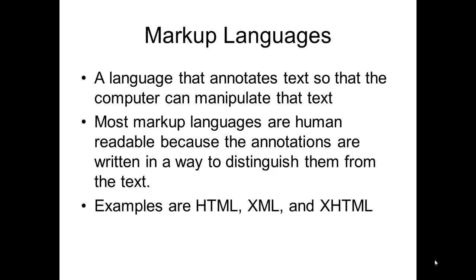Markup languages. So what's a markup language? A markup language is a language that annotates text so that a computer can manipulate that text. And you saw one example, hypertext markup language. But there are also other ones, XML, we'll see that in a minute, XHTML. And most markup languages are human readable because the annotations are written to distinguish themselves from the text. So you can read through them and see what it says.